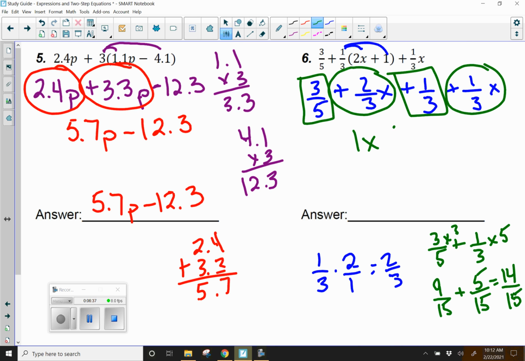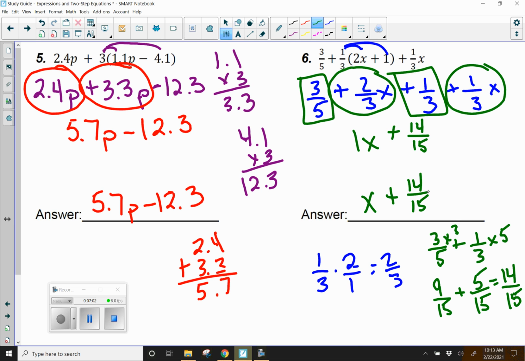So that leaves us with 1x plus 14 over 15. And remember, you don't need to have that 1 in front of your variable, so our final answer is just going to be x plus 14/15. Now, obviously, I wouldn't mark you wrong if you had a 1 in front of your variable, but you don't need to have that there. It's understood that if there's no number, it's a 1.